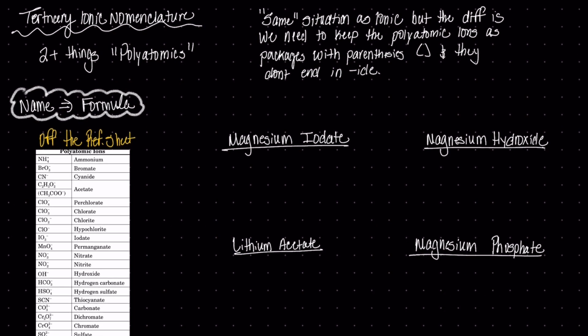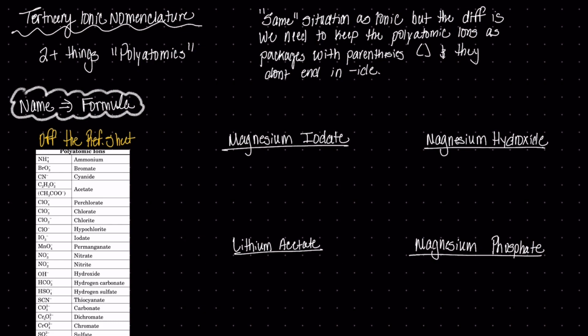So all ternary ionic nomenclature means is that you're dealing with 2 or more things. Those more things being polyatomics. You have a list of them on your reference sheet, so make sure to use that to your advantage. And it helps if you have some memorized. So all a ternary ionic compound is, you have your same situation as binary as before, but all we need to remember is that these polyatomics, everything on this list here, and this isn't exhaustive, I'm sure there's more out there, we just don't cover them here in general chemistry.